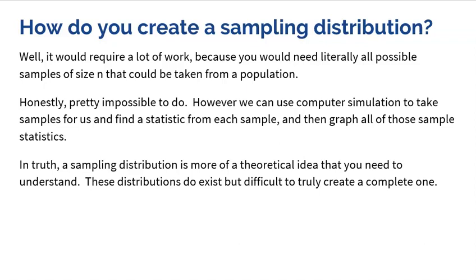But what we can do is use computers to simulate taking a lot of samples for us, because computers can do things pretty quick. So we could have a computer simulate a sample, get a statistic, simulate a sample, get a statistic, and then it can make a graph for us pretty quick, right? But understand, in truth, a sampling distribution is more of a theoretical idea that you need to understand. These distributions do exist, but it's really difficult to truly create one.